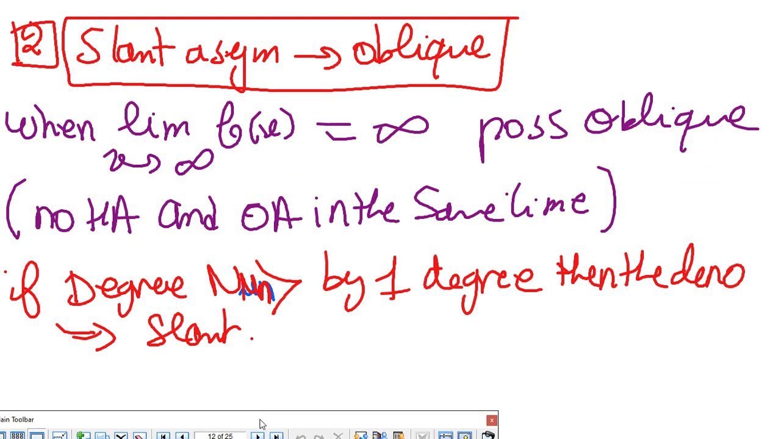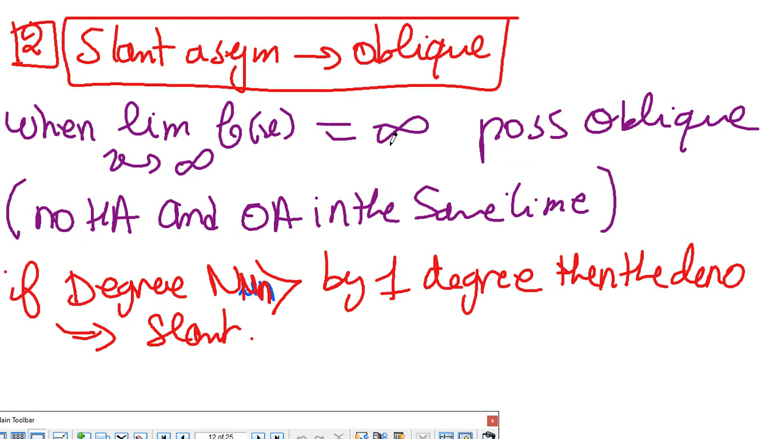Now let's move to the slant asymptote, or oblique asymptote. When I'm doing the limit of a function at infinity and it gives me infinity, we say that I have a possibility of an oblique asymptote. Why do we say possibility of an oblique? Because sometimes, you will see later on for the exponential, even if at infinity it gives me infinity, I don't have an oblique asymptote. Sometimes I have it at plus infinity.